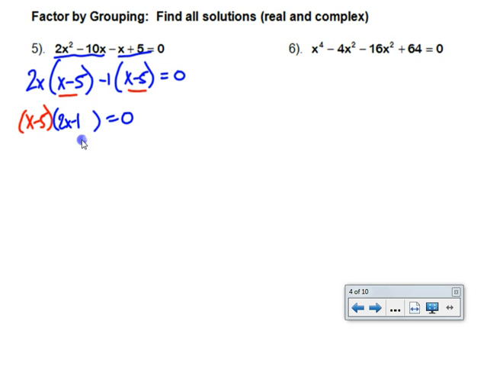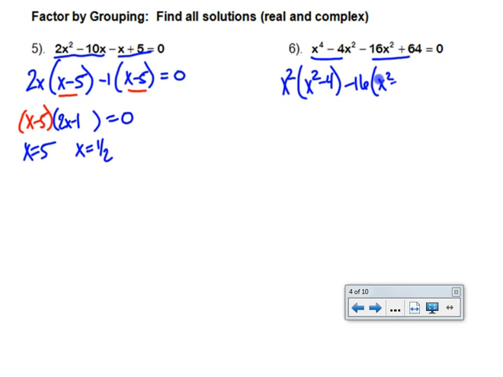And now I have a pretty nice, easy thing to solve. So this first answer is going to give me x equals 5, and this guy will give me x equals 1/2. Done and done. Okay, the next problem, group 1, group 2. So taking an x squared out of the first group, I'm left with x squared minus 4. I'm going to take a -16 out of the last group. That's going to give me an x squared minus 4.